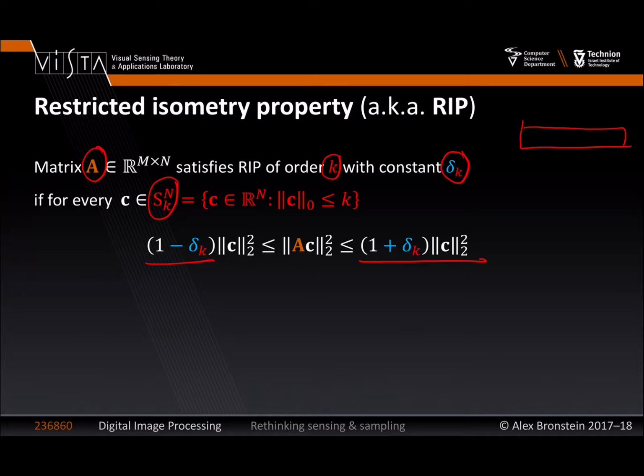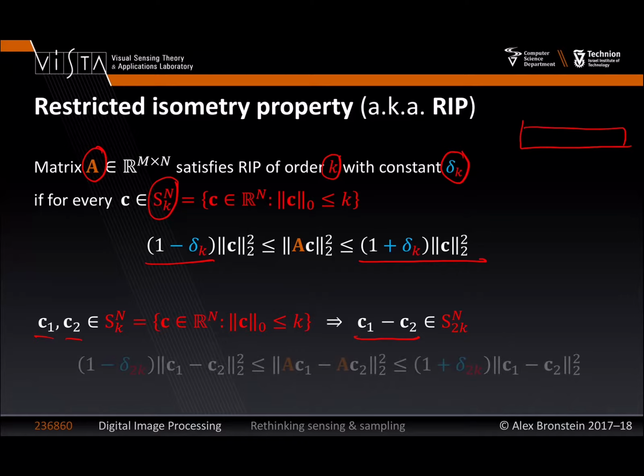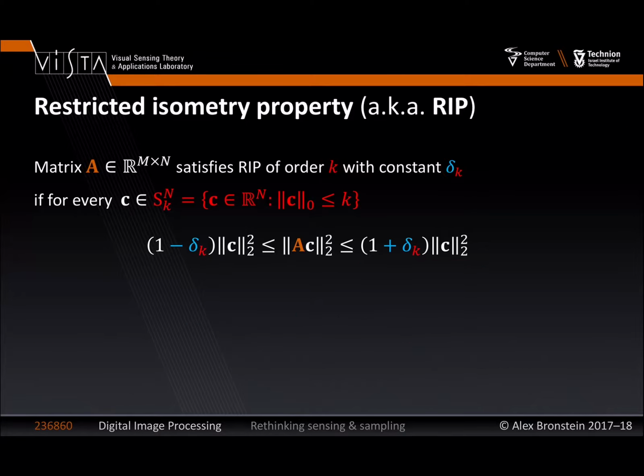And of course, if our matrix satisfies this restricted isometry property, and we have c1 and c2 being k-sparse, their difference will be, in the worst case, 2k-sparse. So if they have non-overlapping supports, then we can write this inequality as we demanded before, with this 2k in the delta. So we want essentially A to have a good delta 2k in order to be able to recover, from underdetermined measurements, vectors that are k-sparse. So this is the restricted isometry property.